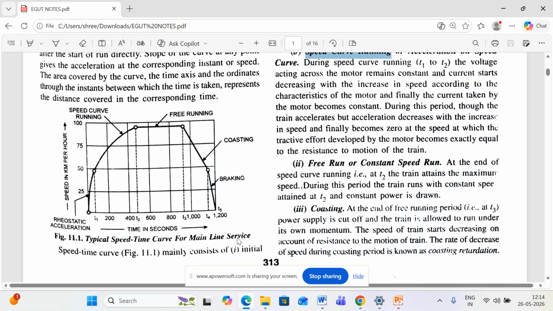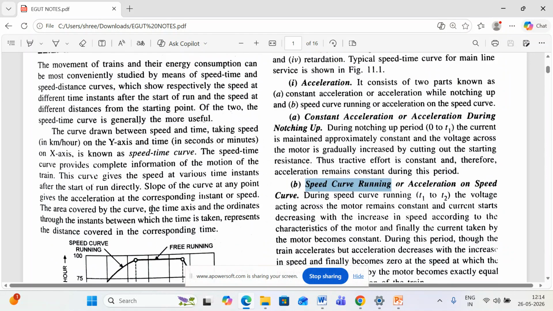So what are these phases all about? These phases make one cycle. The train undergoes this cycle repeatedly between any start and stop. Now let us understand it one by one. So from 0 to t1, this is called constant acceleration.